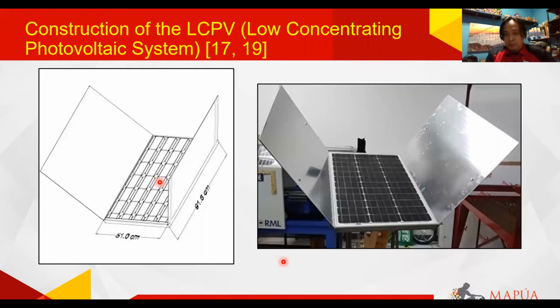So instead of conventional flat mirrors, we will be using an anodized aluminum sheet. From the design, we use here an anodized aluminum sheet. The reduced weight from the anodized aluminum sheets and the initial tilt will reduce the power consumption of the motors.